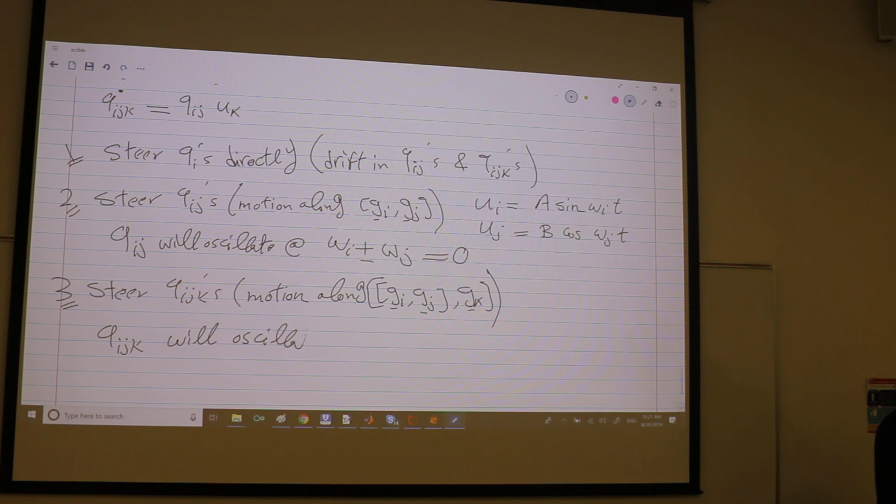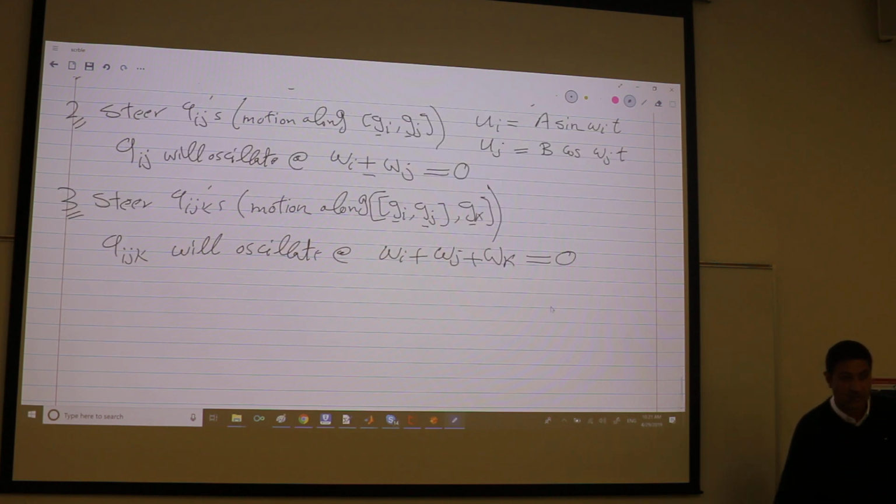The frequency will oscillate at, I mean, it's plus or minus, so it doesn't matter. So omega i plus omega j plus omega k. So please make a DC shift here. So make this addition 0, okay? But while doing that, you don't have too much freedom.